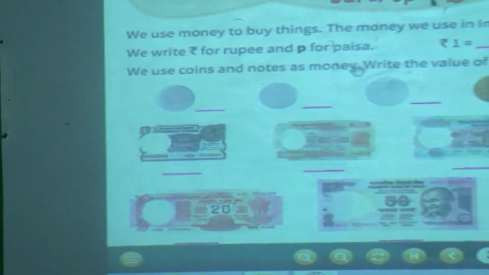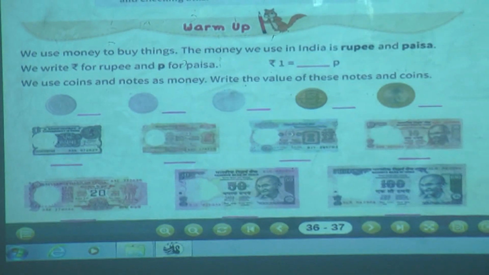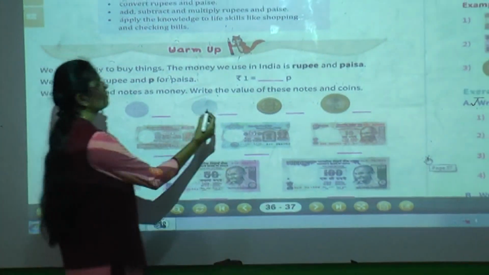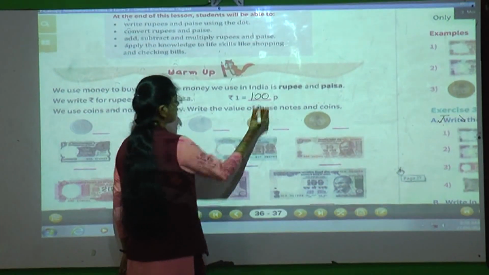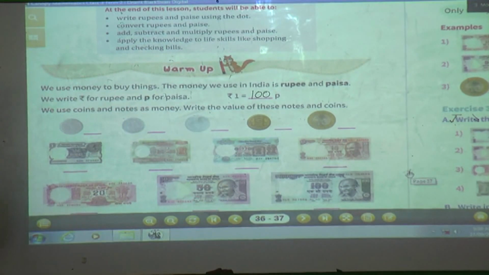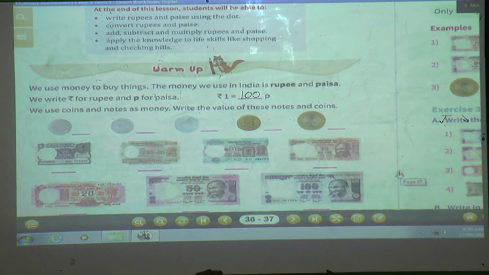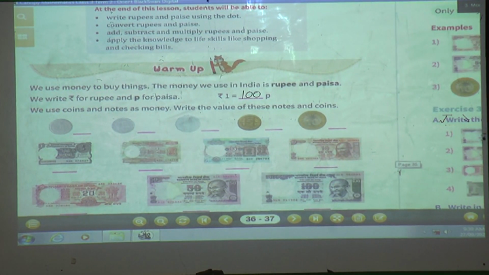Dear students, in our last session we started our new lesson, that is money, and we also completed exercise 3.1. So let us take a recap of the last session. In the money lesson we learned that 1 rupee is equal to 100 paise. Then we saw all the types of coins and rupees.